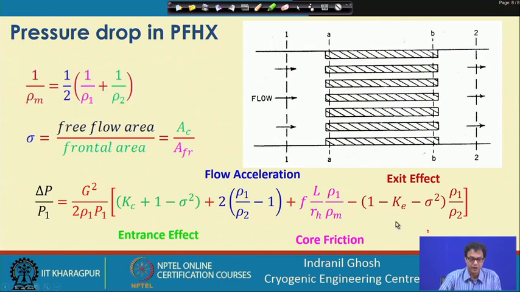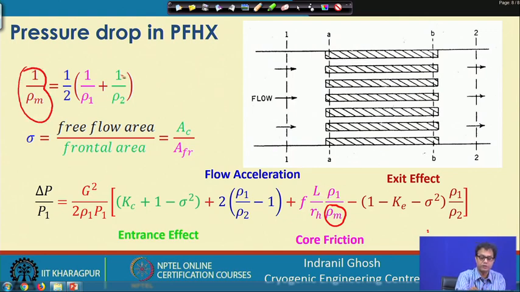So, we have another term here that we have encountered, which is equal to rho m. This is a mean value, a harmonic mean of 1 by rho 1 and rho 2, and this is given by rho m. How are they related to each other?